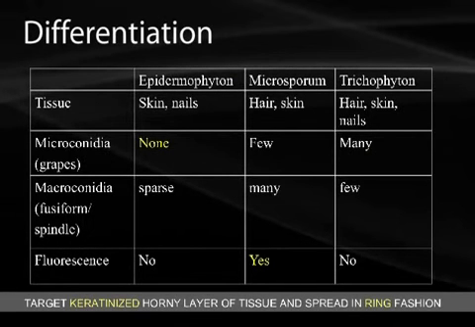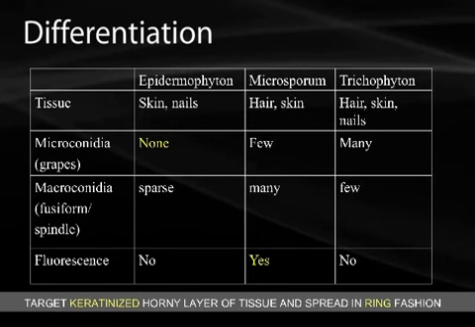Differentiation between the three fungal species which most commonly cause the dermatophytes includes looking at the skin, tissue, the microconidia, and the macroconidia. And also fluorescence is a good way to distinguish them. For epidermophyton, it will affect the skin and the nails. It does not have microconidia, and so that's something to remember. But it does have sparse macroconidia, and it does not fluoresce.